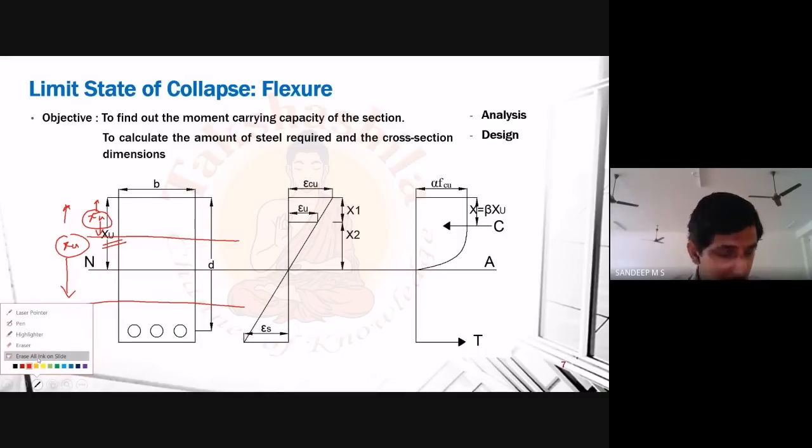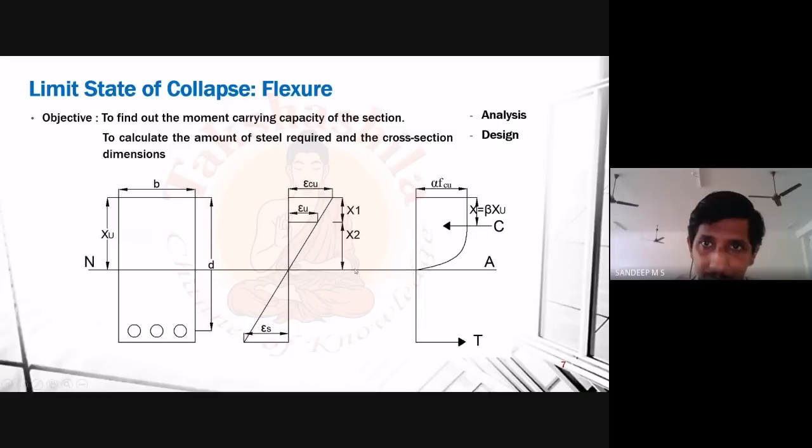So that is regarding this type of sections. Now we have just seen what the different types of section are, as well as what the different assumptions made in limit state of collapse for flexure are. Okay, now we are actually moving on to the real thing, that is how to ensure that the structure will not fail in limit state of collapse in flexure.